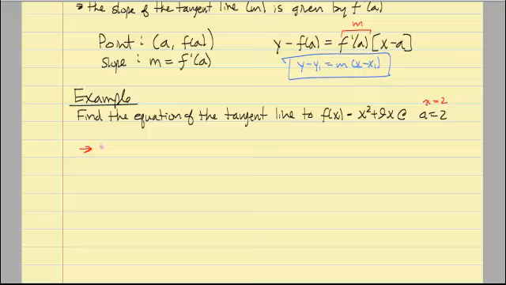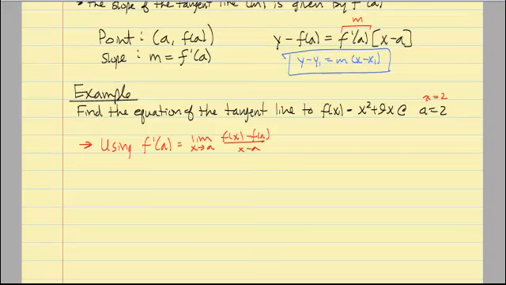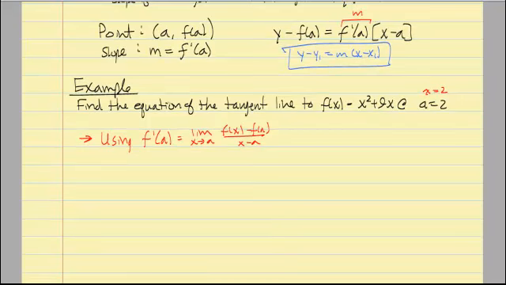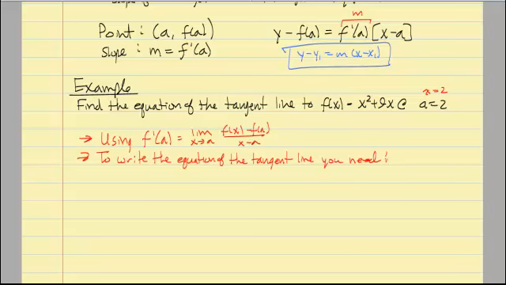The first way I'm going to do this is using the definition: f prime of a is equal to the limit as x approaches a of f of x minus f of a all over the difference x minus a. And again, this is called the difference quotient. We're using two alternative forms for the difference quotient, and this is just one of them. If I want to write the equation of the tangent line, I need two things: one, a point on the line, and two, the slope of the tangent line.